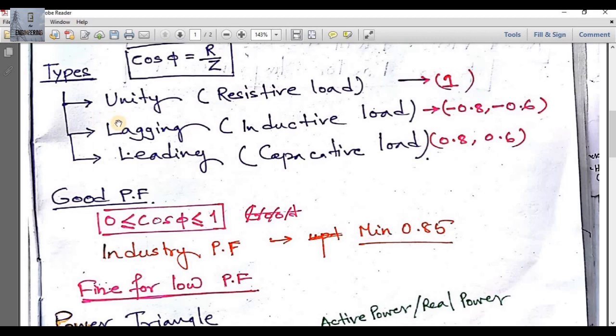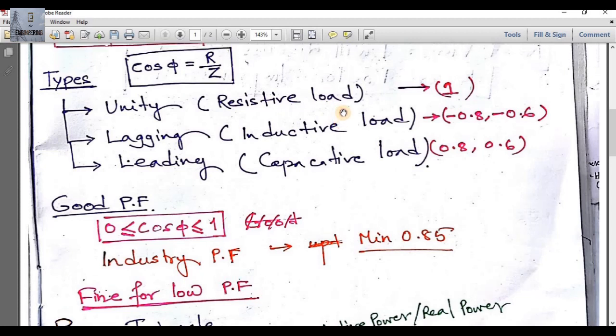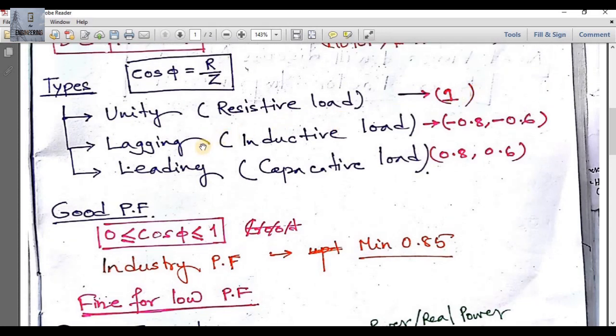There are 3 types of power factor: unity power factor, lagging power factor, and leading power factor. Unity power factor is the resistive load power factor, where the power factor is always 1. Lagging power factor is for the inductive load, where the power factor is 0.8, 0.6, etc. The leading power factor is for the capacitive load, where the power factor is 0.8, 0.6.